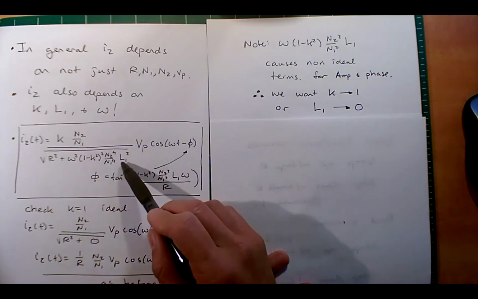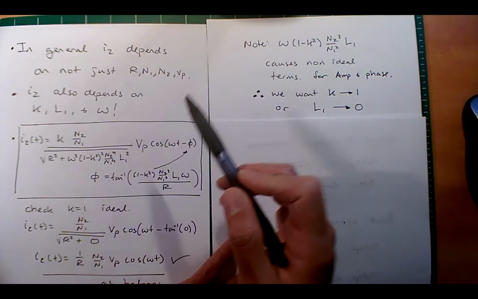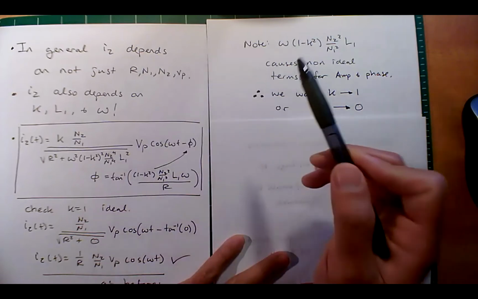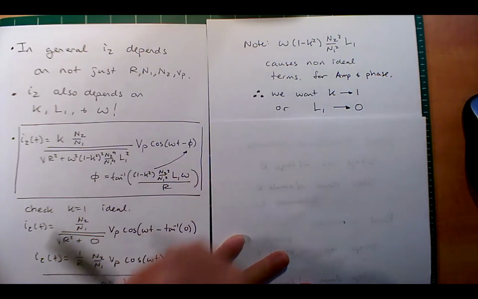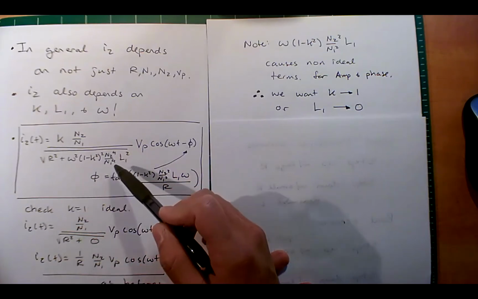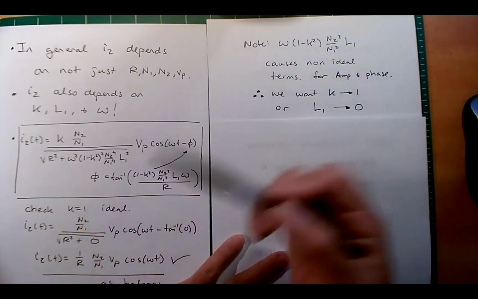For example, what does changing L1 do? Well, let's say you have a turns ratio of N1 to N2, or I want a 10 to 1. So N2 is 10 times bigger than N1. Well, do I use 10 turns and 1 turn, or do I use 100 turns and 10 turns?